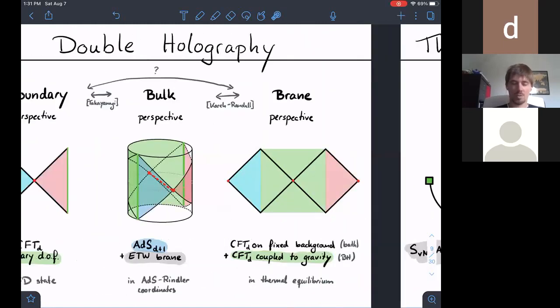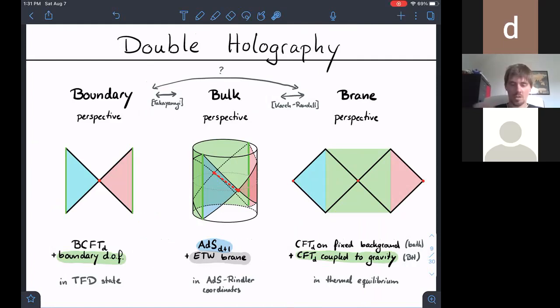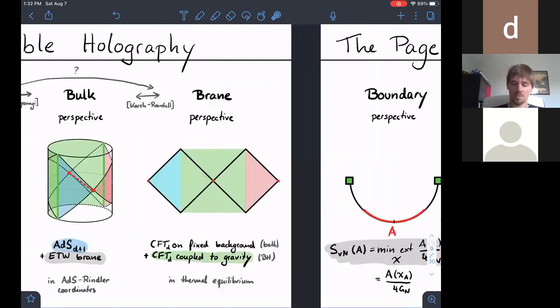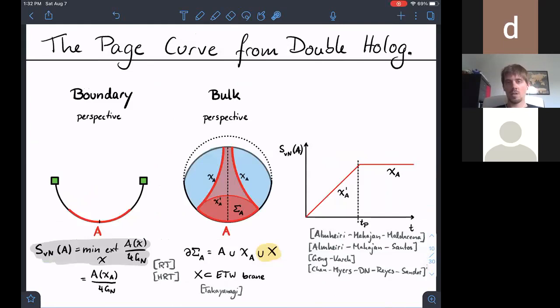Okay, that might be a good place to briefly stop if there are questions about the setup. And if there are none, then let's go on and try to understand how one usually derives the island formula in this setting. What one does is go to what I call the boundary perspective, select some region A and ask, okay, what is the von Neumann entropy of this region? And the answer to this is given by Takayanagi.